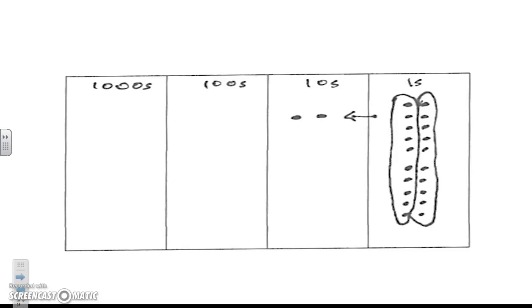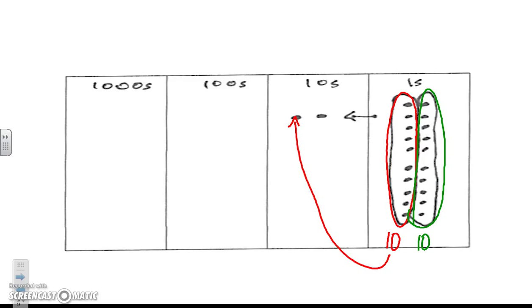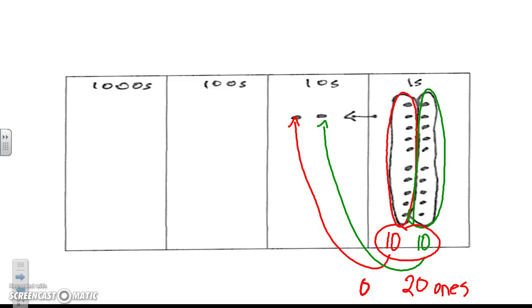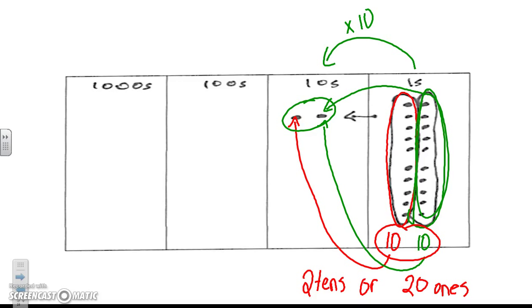Okay, now let's look at another instance. So here, this is 10 ones. And then I have another group of 10 ones. This group of 10 ones is right here. The second group of 10 ones is right here. So all together, this is 20 ones, or two tens. Okay, two tens are 20 ones. All we did is this ones place, the tens place is 10 times greater. So I have to do 10 of these ones for every 10, right? I need 10 ones for every 10.